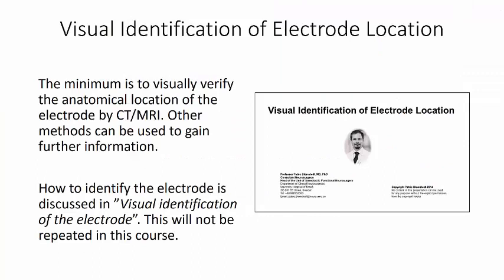The minimum is to visually verify the anatomical location of the electrode by CT or MRI. Other methods can be used to gain further information. How to identify the electrode is discussed in the course Visual Identification of the Electrode and will not be repeated here.